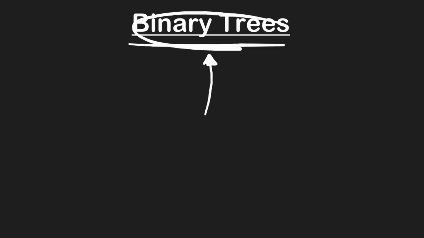Now let's move on to probably the most complicated data structure we've covered so far, which is binary trees. We're actually going to be using pretty much every topic we covered so far to understand binary trees because there's a lot of complexity to them. To start with, we're just going to understand the structure of binary trees.